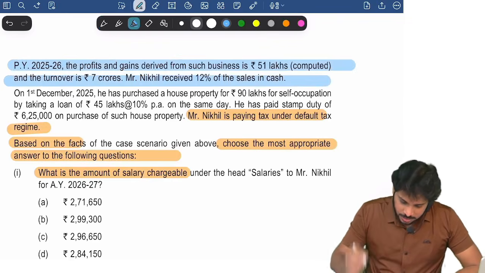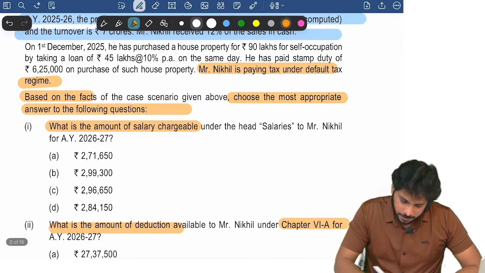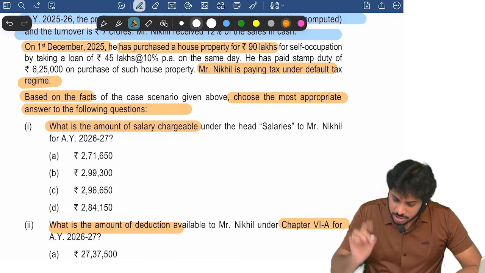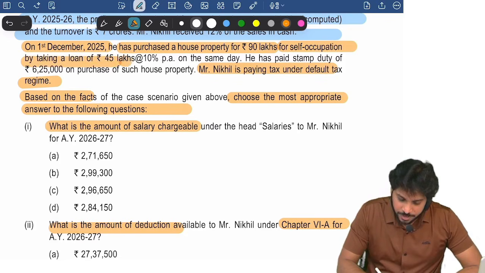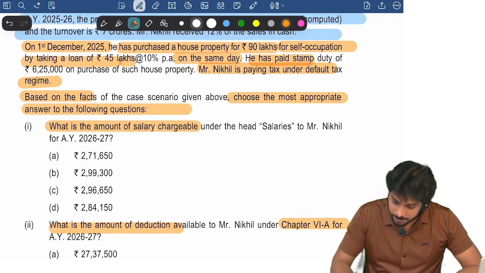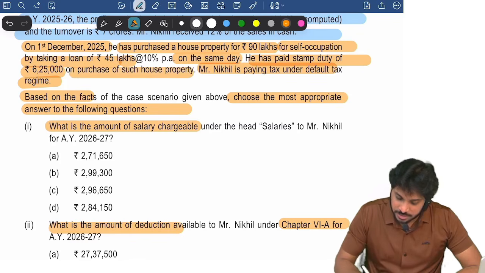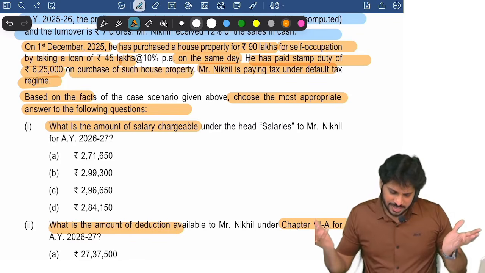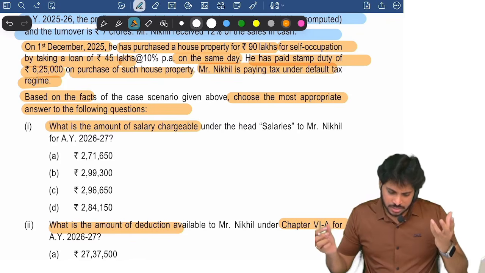So that's it. JJA deduction we'll look at later. Then on 1st December, he purchased a property for 90 lakhs for self-occupation by taking a loan of 45 lakhs on the same day. He has paid stamp duty of 6 lakhs 25 and purchased the property. Why did they give this information? On 1st December, self-occupied property. So NAV is equal to 0.